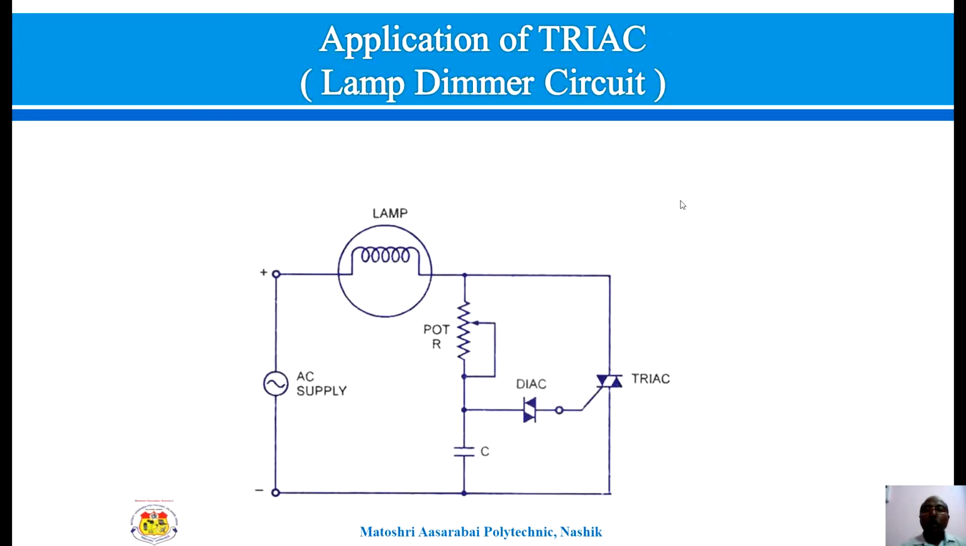Now diac and triac can be used as a light dimmer circuit. We have seen this in the small circuit I have shown you.